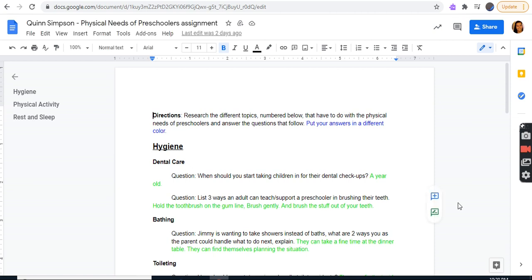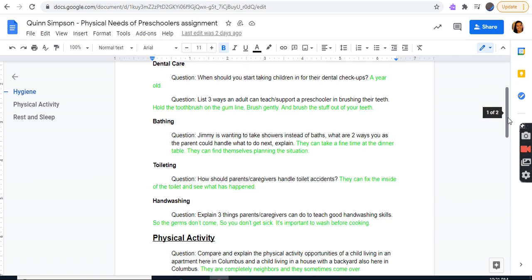Jimmy is wanting to take a shower instead of baths. What are 2 ways a parent could handle what to do next? They can take a fine time at a dinner table. They can find themselves planning the situation. How should parents handle toilet accidents? They can fix inside of a toilet and see what has happened.